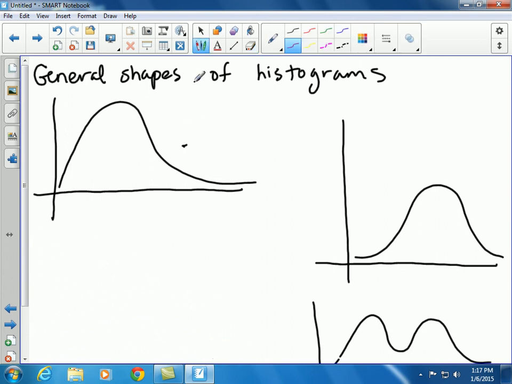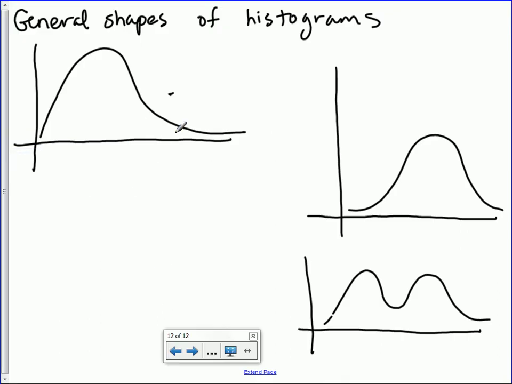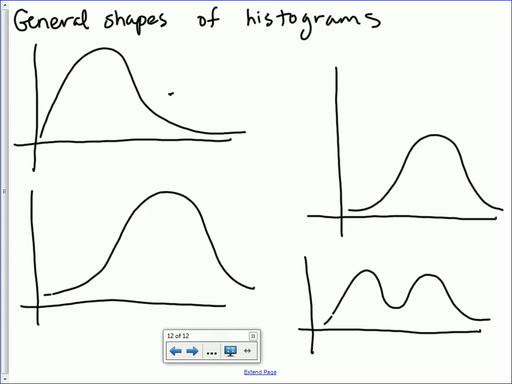Okay, so I'm going to go back to my pen here, and I'm going to go to full screen. And this one, I should have made it so that the tail is here, and then it comes off. So there's like a tail. These are called the tails, and this is a tail. Okay.